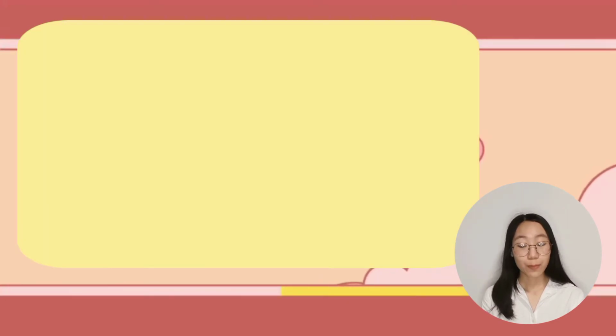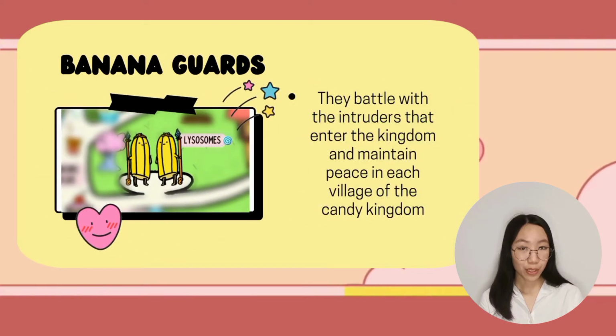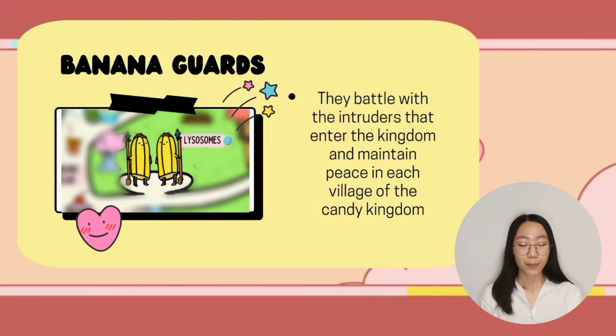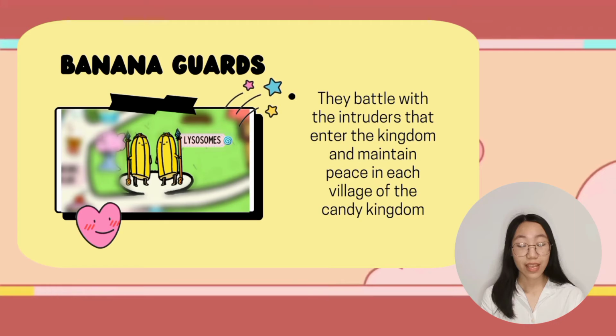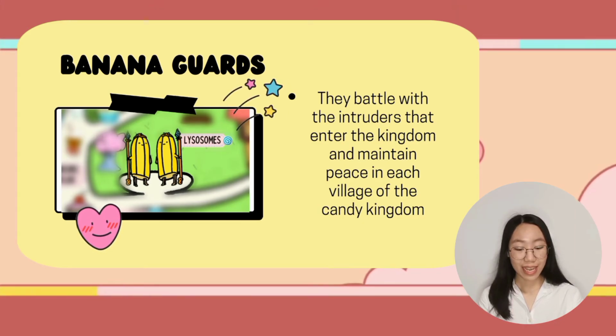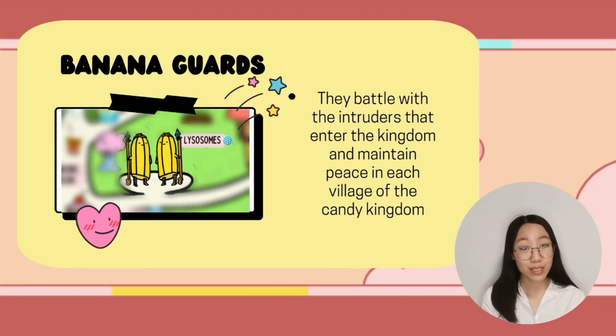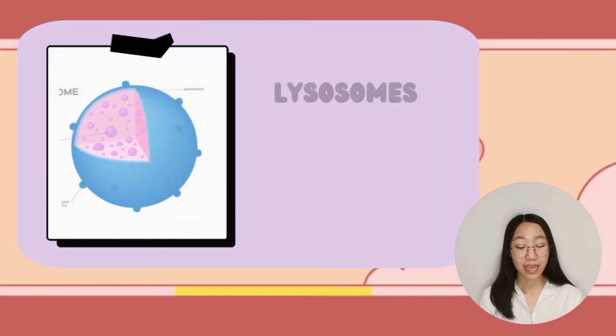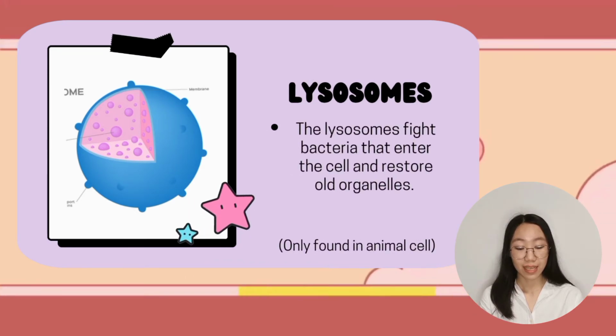Next are the banana guards, which are similar to the lysosomes because they fight against the intruders that enter the kingdom and maintain peace in each village of the Candy Kingdom. Just like the lysosomes, it responds against foreign substances that enter the cell, and it also restores old organelles. Furthermore, this organelle is only found in the animal cell.